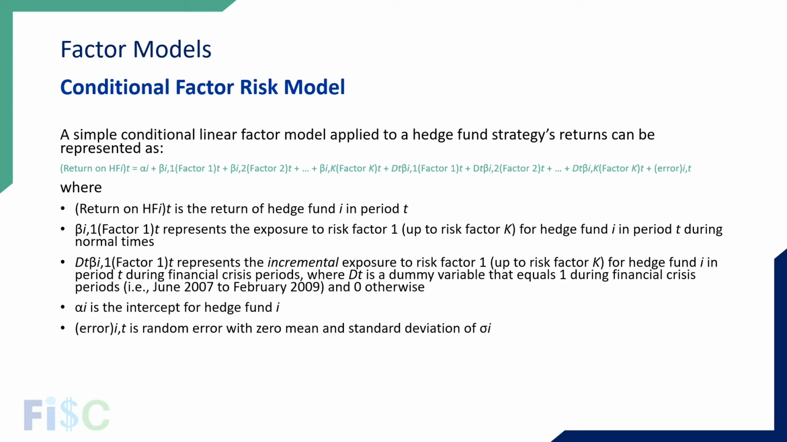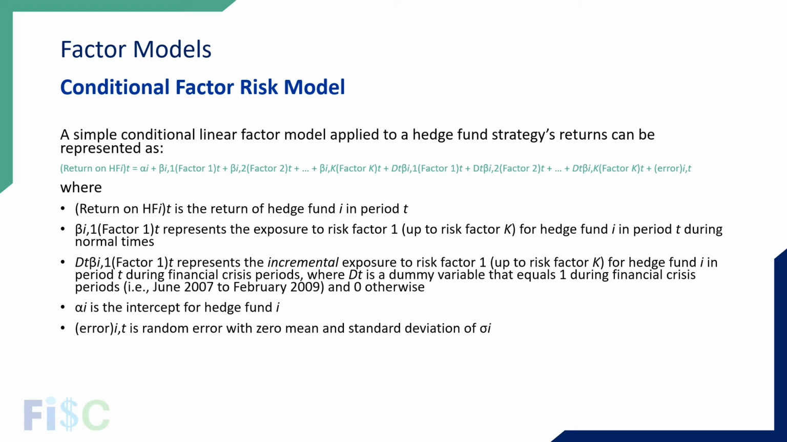These are called conditional factor models because in a conditional factor model we also include an incremental exposure in case of a financial crisis. So here you can see the formula. The formula says there is an intercept which has returns without any risk exposure, so that is the risk free return. Apart from that, there are beta exposures to each factor. This factor could be anything, which we are going to discuss later. These are the exposures to risk factors which are explained in beta.